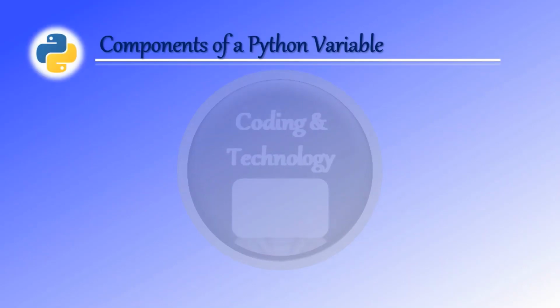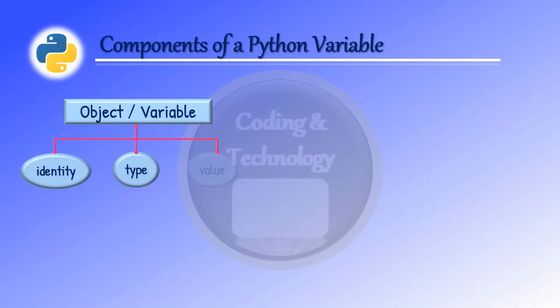Now, let's see what are the components of a Python variable. A Python variable or object has three main components: identity, type and value. Identity refers to the variable's address in the memory. Type refers to the data type of a variable. In Python, each value is an object and a data type is associated with it. Value refers to the data which is to be stored inside the memory.